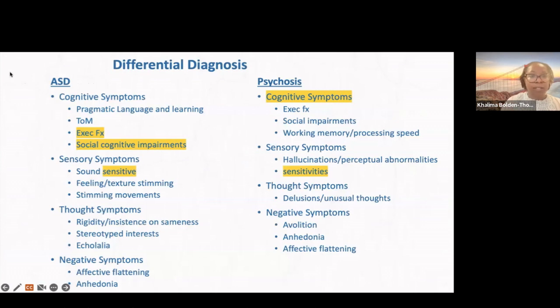I wanted to have this here so we can talk about the differential diagnosis. So let's look at just the cognitive symptoms here. Some significant pragmatic language and learning. We see that less in psychosis, not none, but less. Theory of mind is significantly diminished in autism spectrum. So that's thinking about your own thinking about the thinking of others. Do you hear something that other people don't hear? That requires so much theory of mind in that one question.